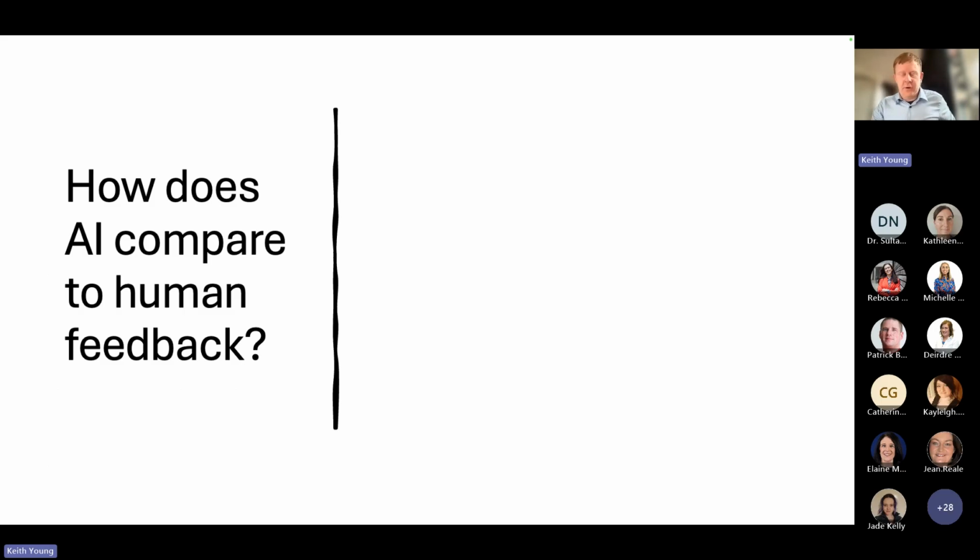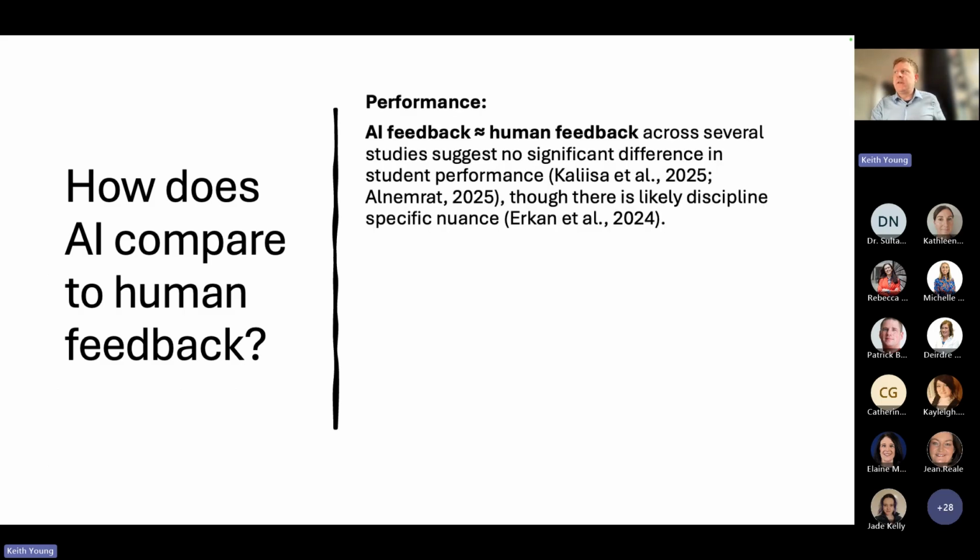Well, if we talk about it in terms of its impact on performance, the early studies that we have right now suggest that it's actually fairly comparable to human feedback. Across several studies, they suggest there's no statistical difference in student performance, though there are some studies to suggest that there could be discipline-specific nuance from that standpoint. So this could impact different subject areas in different ways.